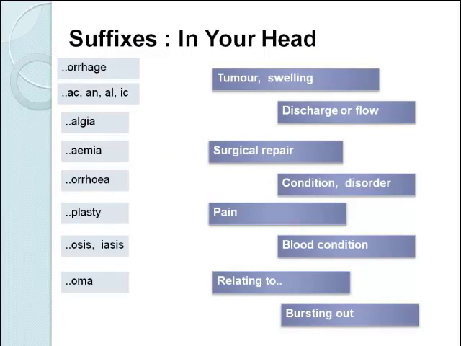Well, here we have another suffixes in your head. So have a look at the column on the left-hand side and see if you can get them to match up with the ones on the right-hand side. And in a moment, I'll press my magic button and they'll all zoom into the correct place and you can see if you got them right.